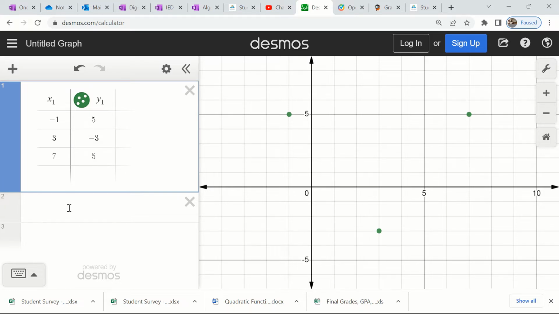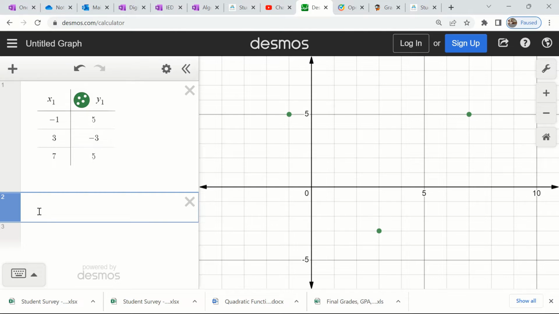Now, to do the regression, we're going to click into the second line here. And as with other regressions, we are going to use not x and y, but we're going to use x1 and y1. And the reason for that is we want to tell Desmos to reference the table. And the table is labeled x1 and y1, and Desmos needs to know that that's what we want it to look at.